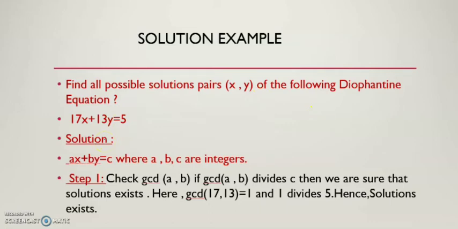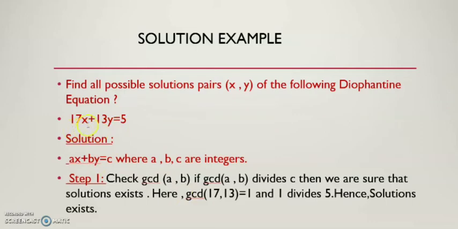Now, how do we obtain the solution? The general form of a Diophantine equation is ax plus by equal to c, where a, b, and c are integers. Comparing this equation with the general form, we get a equal to 17, b equal to 13, and c equal to 5. To obtain the solution, the first step is to check the GCD of a and b. Here a is the coefficient of x and b is the coefficient of y, so for this example, 17x plus 13y equal to 5.